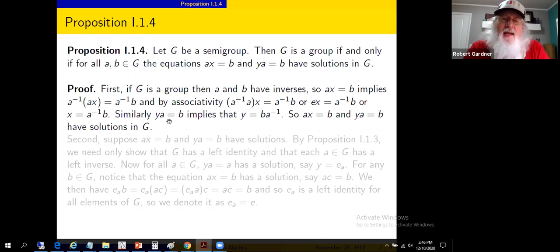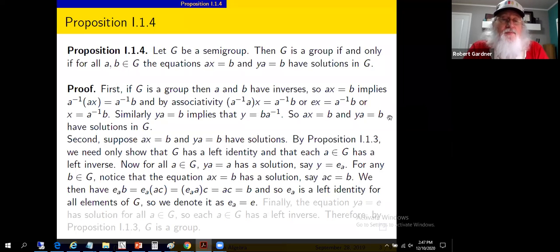Similarly, if we have YA equals B, we can solve for Y by multiplying by A inverse on the right, producing Y equals BA inverse. So these do have solutions. Now, of course, if G is a group, then these have solutions because G has inverses is what's making it work. Now, more useful, let's go in the other direction.